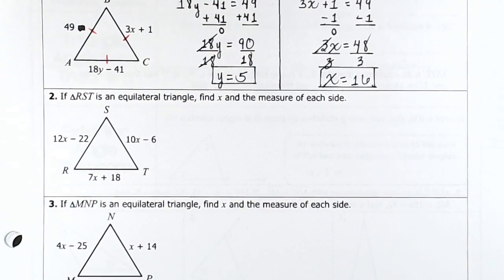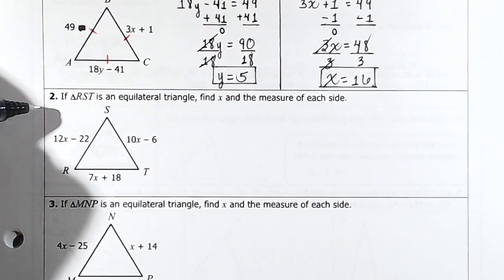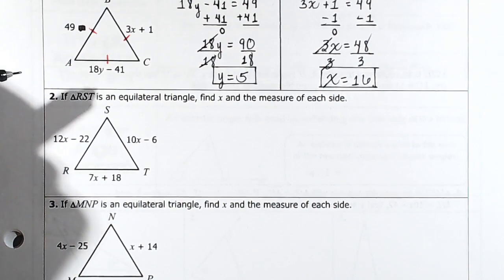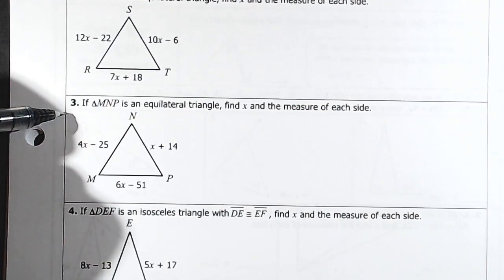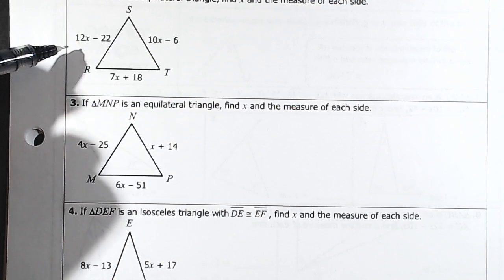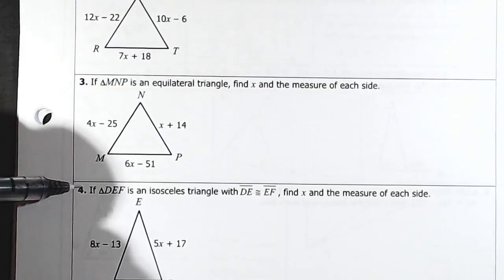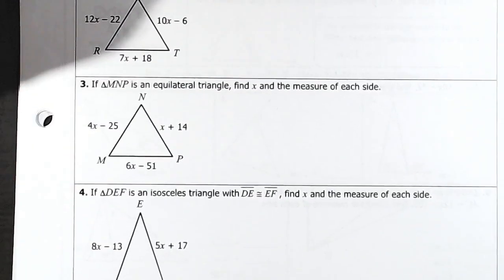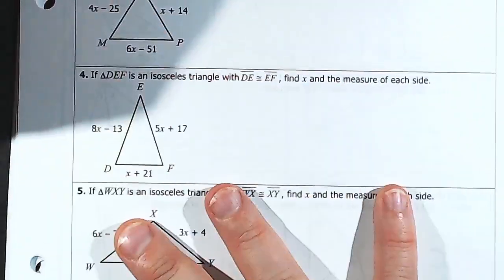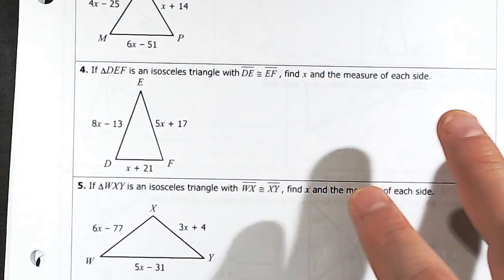Okay, now I'm going to skip number 2, and I'm going to skip number 3 because we've looked at equilateral triangle already. I want to jump down here to number 4. Number 4 presents us with a challenge.